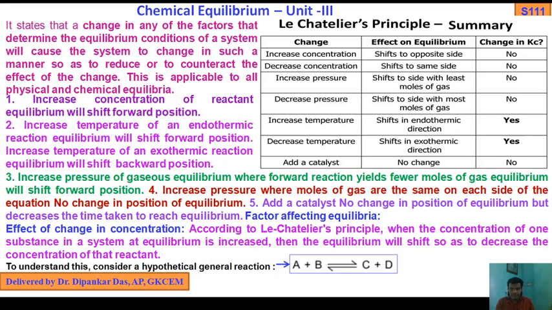So let us consider the reaction A plus B, reversible reaction, giving C plus D. Now let us move on to how to explain the effect of change in concentration.